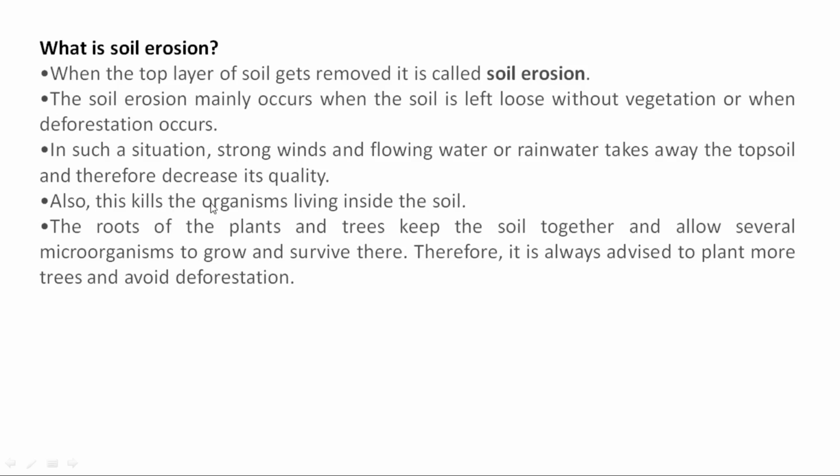This also kills the organisms living inside the soil. The small organisms like earthworms and beetles, all these organisms will be killed. We need these organisms also for our farming and for our life, for our food. The roots of plants and trees keep the soil together and allow several microorganisms to grow and survive there. Therefore, it is always advised to plant more trees and avoid deforestation.